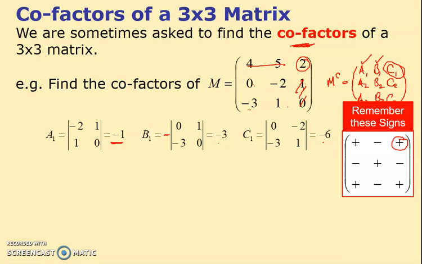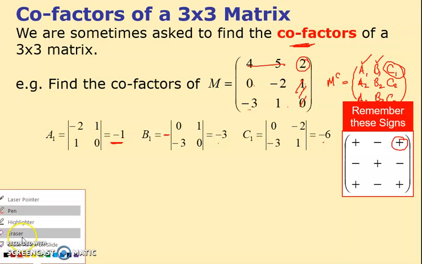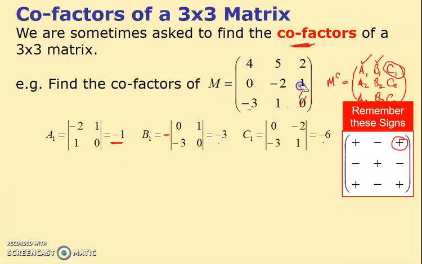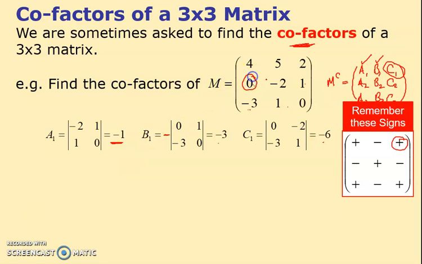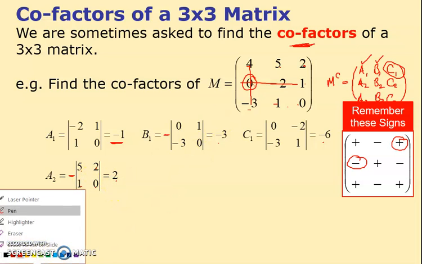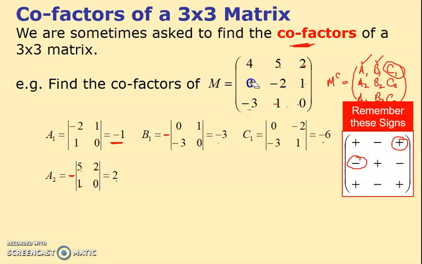I'm now going to do some more. Again, I'll rub out all of that lot. And which one am I after? I'm after A2 now. Now A2 is here. And notice therefore I ignore those. I've got 5, 2, 1, 0. But notice the second row starts with a minus. So therefore I need a minus. I find these equal to 2. I get bored of doing all this in a bit, but for now I'm keen.